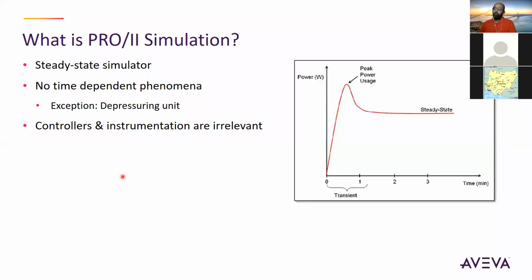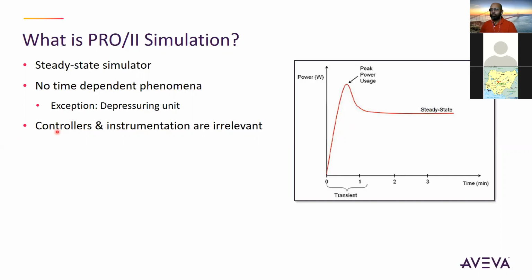So what is Pro2 simulation? It's a steady state simulator, which means that there are no time dependent phenomena calculations happening. If you look at the graph on the right here, which is power versus time, if you make a step change, for example, at time 0, it does not calculate what happens between time 0 to time 3. What has happened between these 3 minutes? It doesn't calculate this peak, for example. It will just tell you that you made a step change here, you got this final result. So this is basically a steady state simulator.